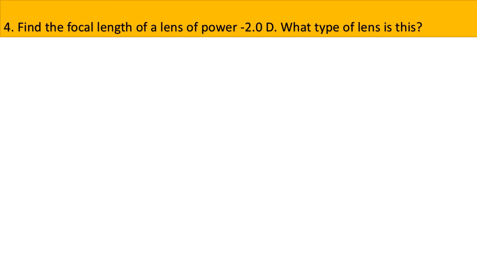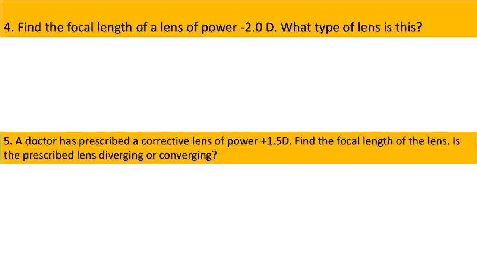So since the focal length obtained is negative, we confirm that it is a concave lens. Question number 5. A doctor has prescribed a corrective lens of power plus 1.5 diopter. Find the focal length of the lens. Is the prescribed lens diverging or converging?